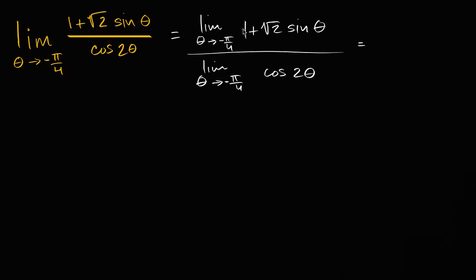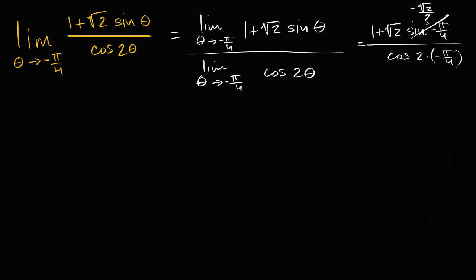We say this is going to be equal to this expression evaluated at negative π over 4. So 1 plus √2 times sin of negative π over 4, over cos of 2 times negative π over 4. Now, sin of negative π over 4 is going to be negative √2 over 2. We're assuming this is in radians. If we're thinking in degrees, this would be a negative 45 degree angle. So this is one of the trig values that it's good to know.